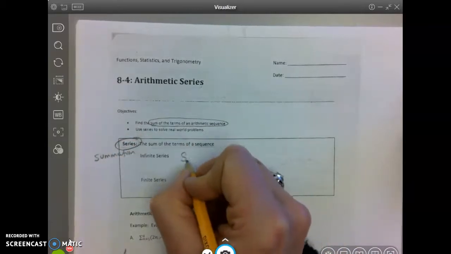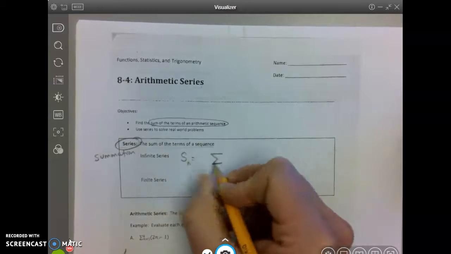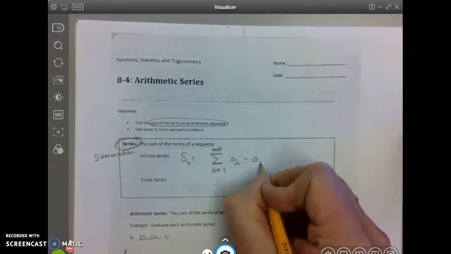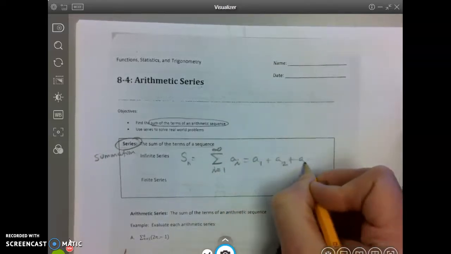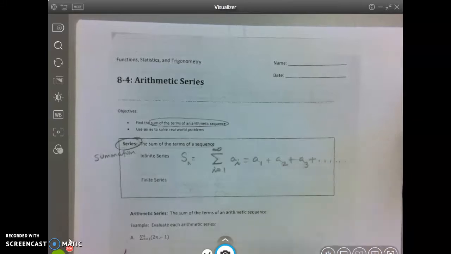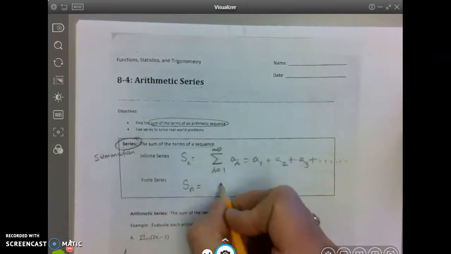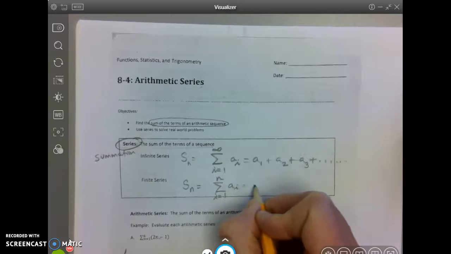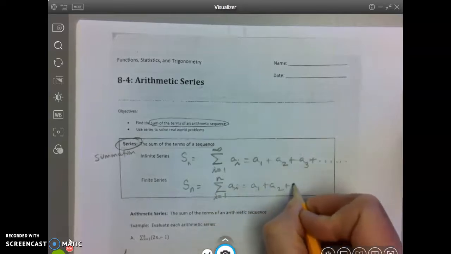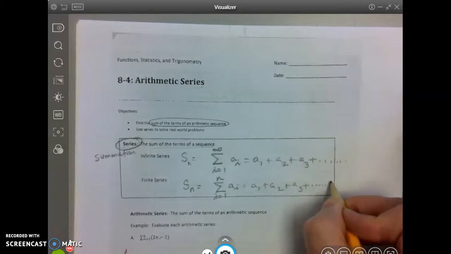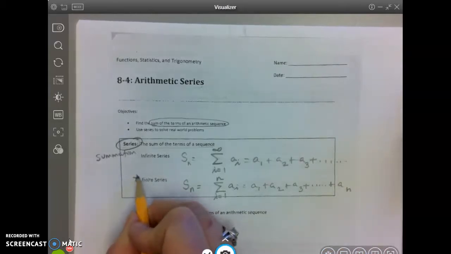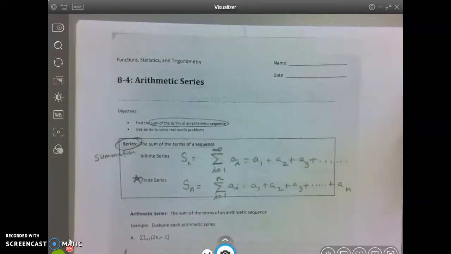So an infinite series is when we go from 1 to infinity, and we say a sub 1 plus a sub 2 plus a sub 3 plus, and it just keeps going. We keep adding numbers forever and ever. And then a finite series is when it goes from 1 to n, and we say a sub 1 plus a sub 2 plus a sub 3 plus whatever terms are in between all the way to a sub n. Our focus today is going to be on finite series.